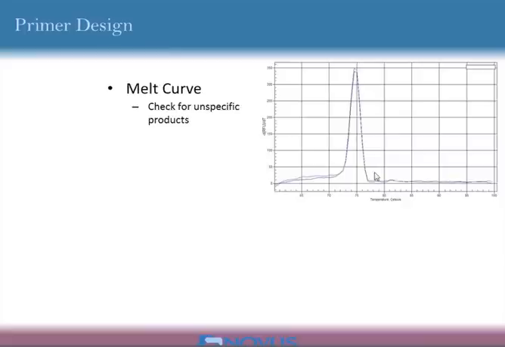Now, if you're having different products from contamination or your primers not being specific, not always, but usually you will see a different melt curve pattern to where there will be a different temperature that they're melting at or a different peak here that you're going to see. And a lot of times you'll see double peaks if you have more than one product that you're amplifying.